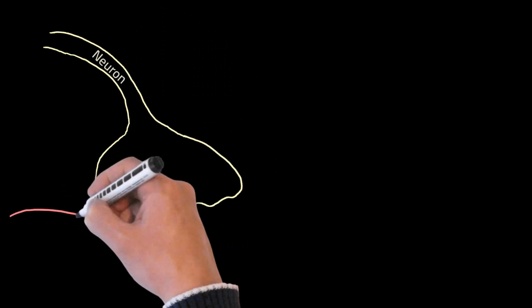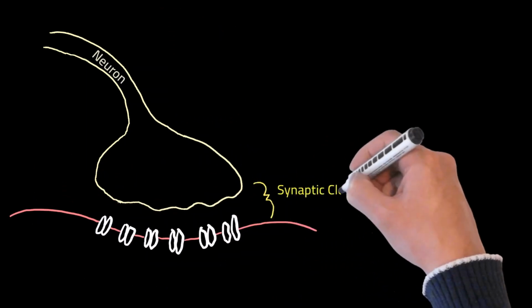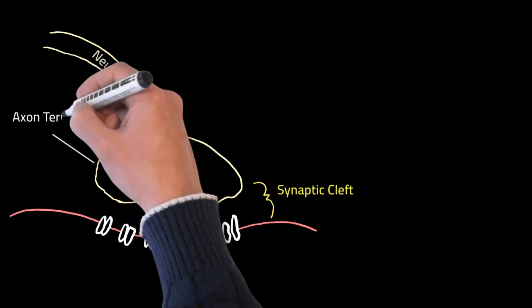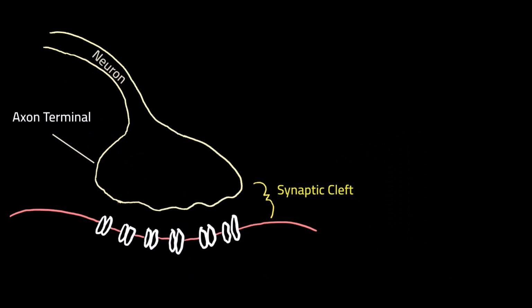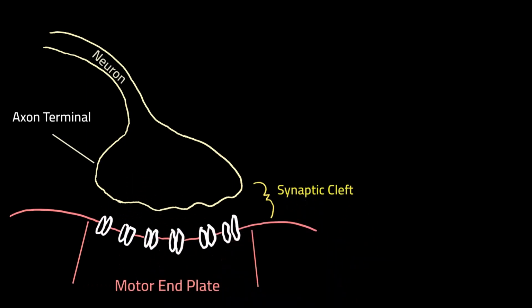At the NMJ, the axon doesn't actually touch the muscle, but there's a small space called a synaptic cleft. The end of the nerve axon is called the axon terminus, and the part of the muscle fiber next to the axon terminus is called the motor end plate.